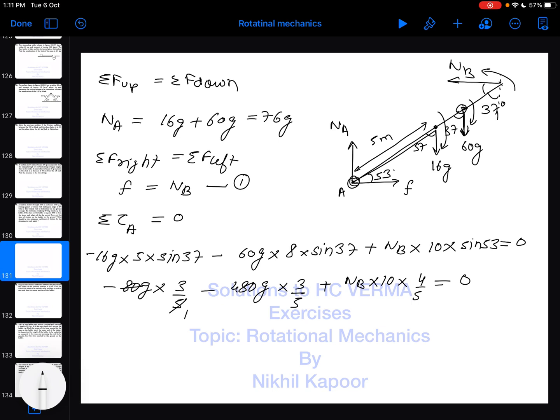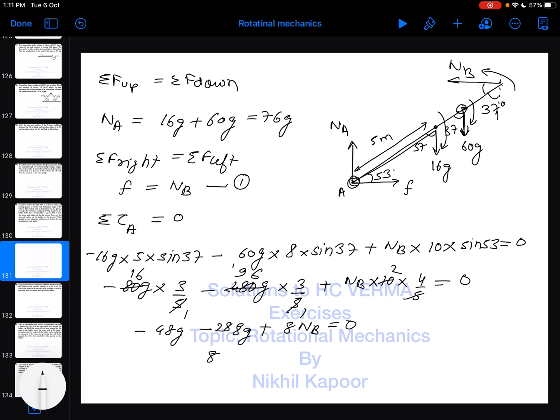So this is 5 1s are 5, 5 9s are 45, and 5 6s are 30. So minus 48g minus 3 6s are 18, 1 carry, 3 ones are 27 plus 1 is 28, plus 5 2s are 10 and 2 4s are 8, 8 NB equal to 0.